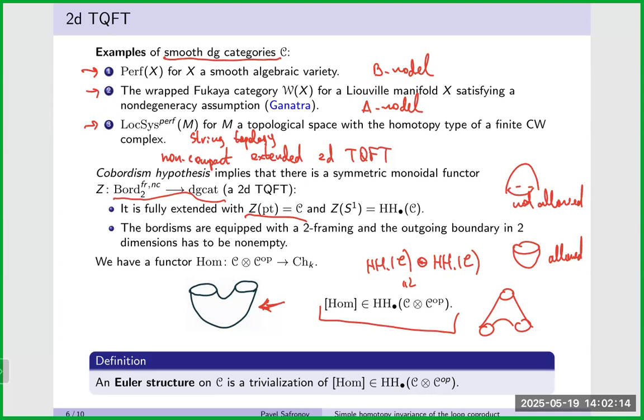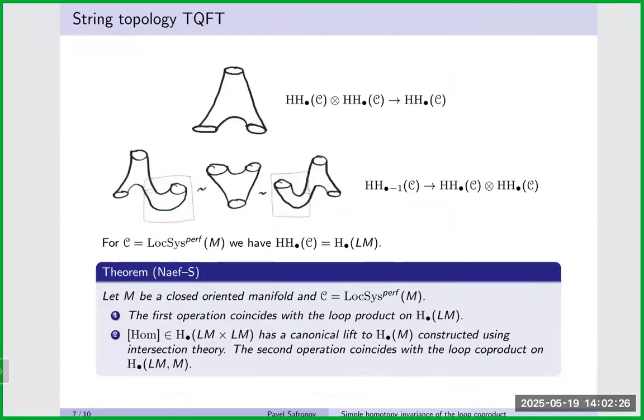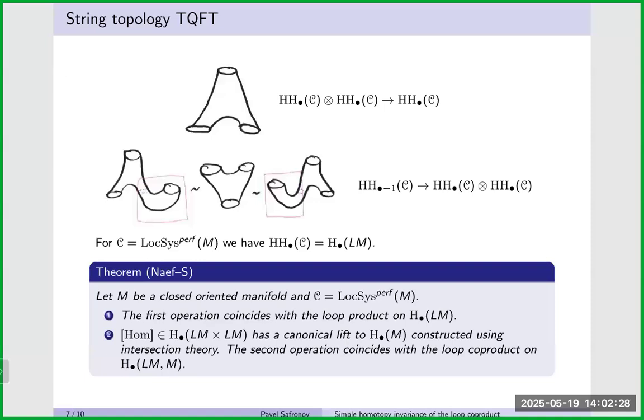Okay, so that's a general introduction to these non-compact 2D TQFTs. So what can you do with this sort of elbow cobordism trivialization? Well, okay, so first of all, if you look at the pair of pants, you get a product on Hochschild homology. So that's great. And that's similar to the loop product operation.